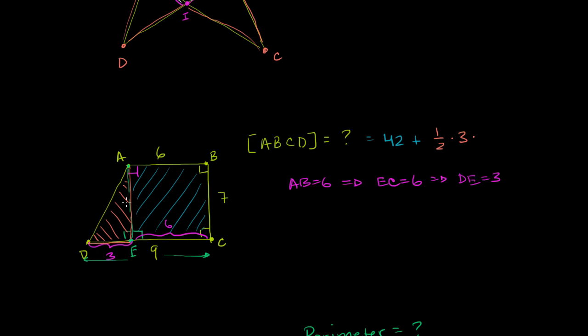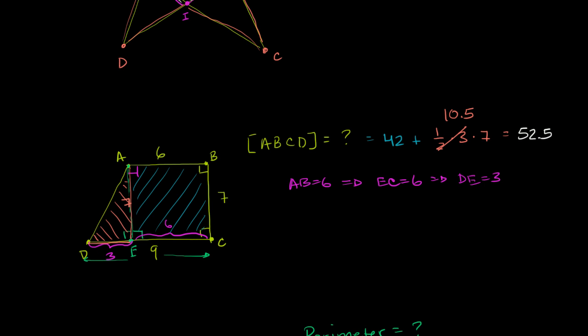This is a rectangle. Opposite sides are equal. So if this is 7, then this is also going to be 7. 1/2 times 3 times 7. So it's going to be 42. Let's see. 3 times 7 is 21. 21 divided by 2 is 10.5. So this is going to be equal to 52.5. 52.5 is the area of this entire figure.